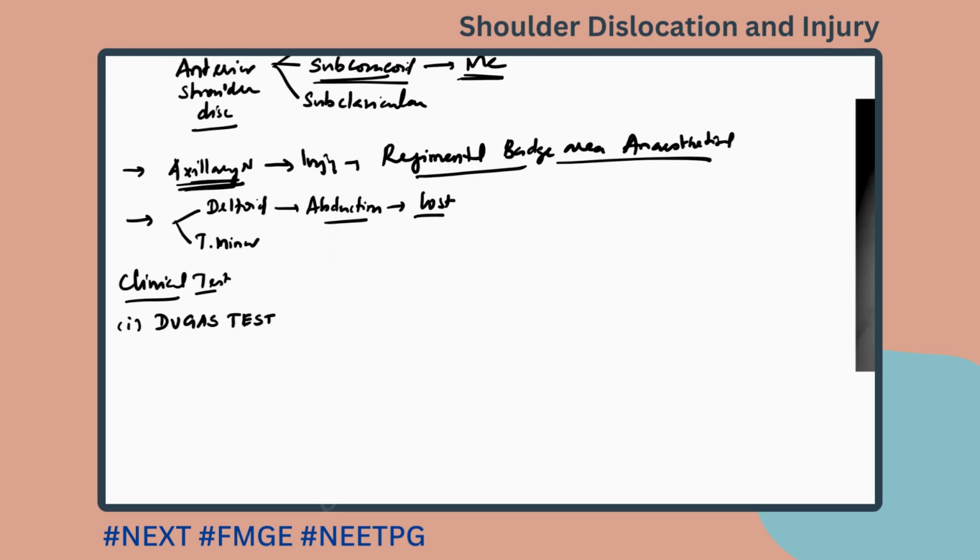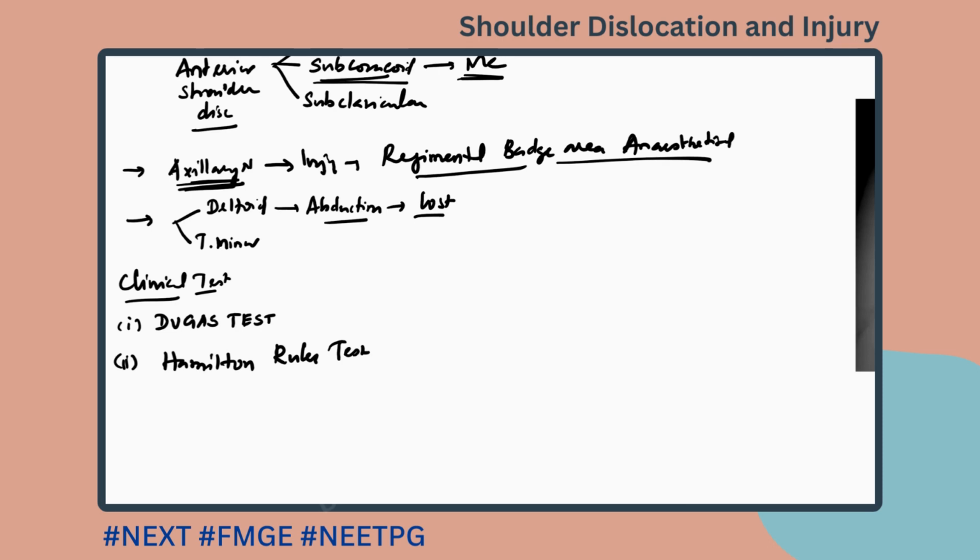So that test is called Dugas test. One test to diagnose shoulder dislocation. The next test is called Hamilton ruler test. Hamilton ruler test is very simple.